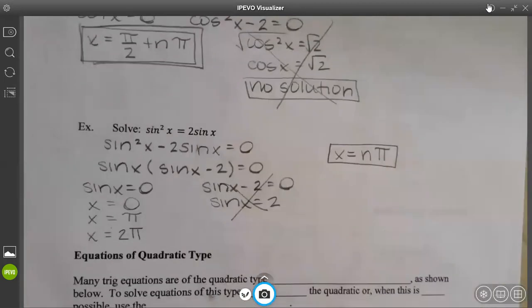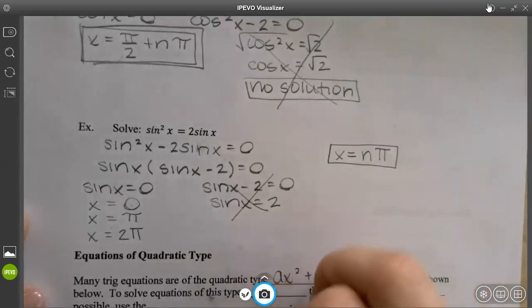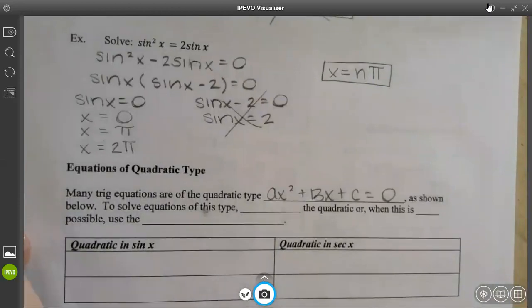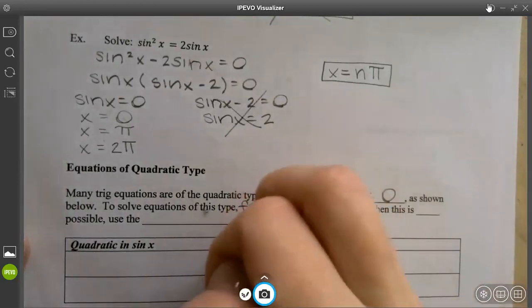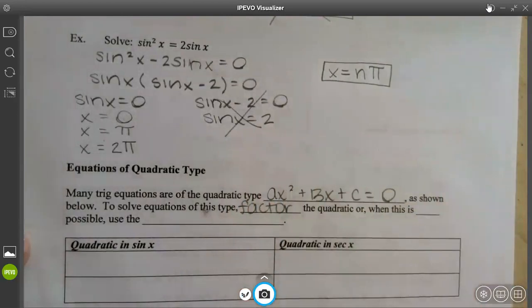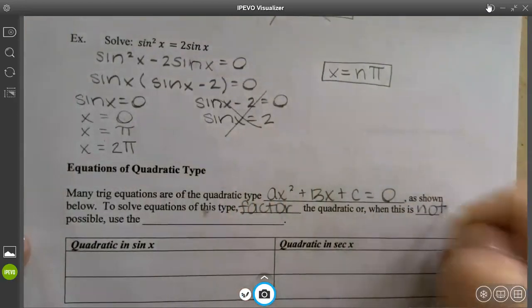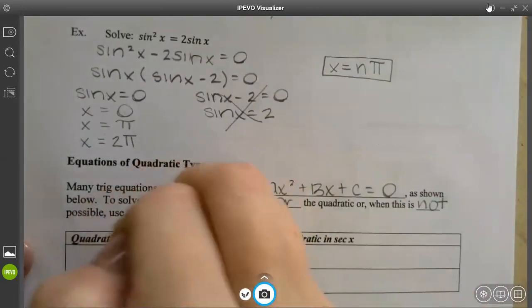Equations of quadratic type. Many trig equations are of the quadratic type: ax squared plus bx plus c equals 0. That'll be shown below in just a minute. To solve equations of this type, factor the quadratic, or when this is not possible, use the quadratic formula.